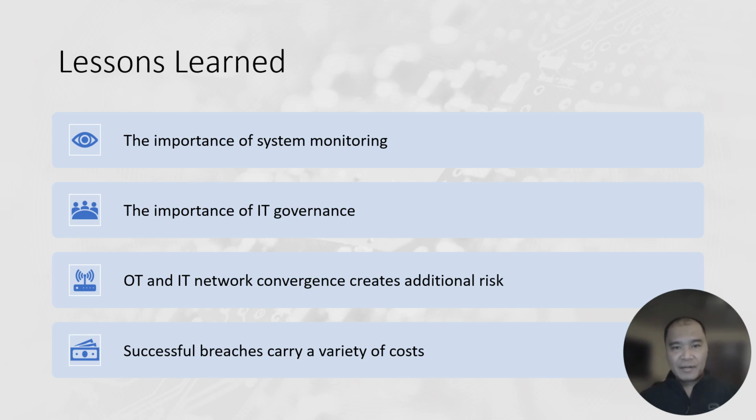Number 4, successful breaches carry a variety of costs. The $4.4 million paid to the DarkSide hacking group for the decryption key. The tens of millions of dollars to fully repair the damage and restore all of its business systems. Reputational cost is incalculable. Also, the legal issues stemming from the incident, including a class action lawsuit claiming millions in damages.